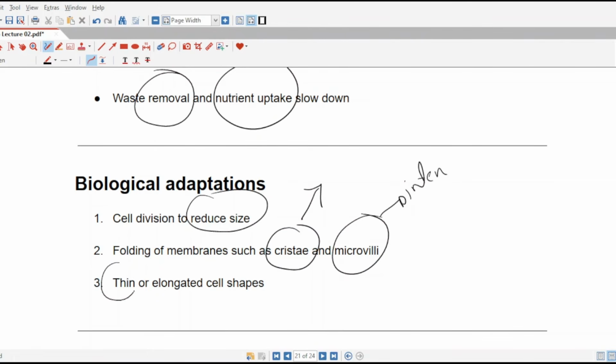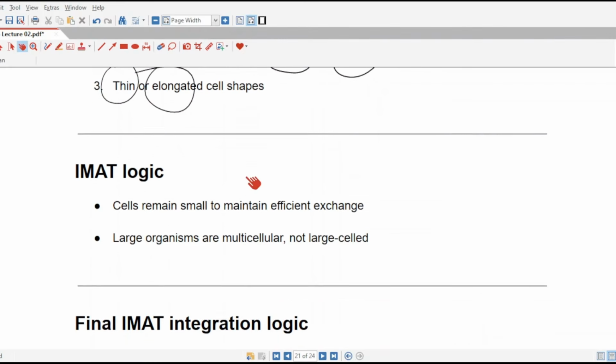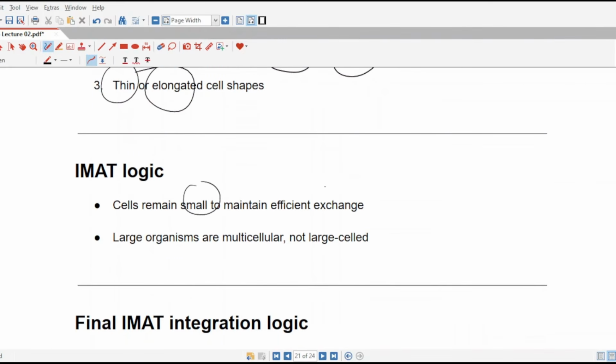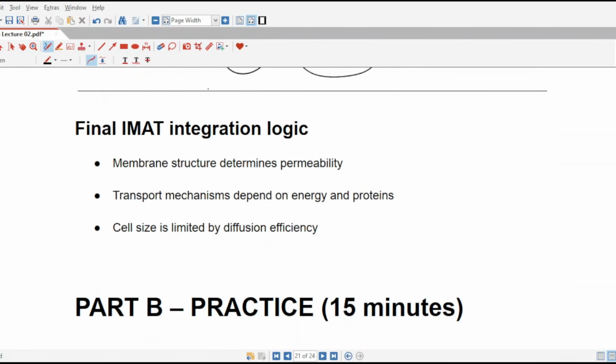And cell shapes are thin or elongated, because if the cell becomes bigger, then the volume will increase and that will hinder the normal process. So IMAT logic: the cell remains small to maintain efficient exchange. That means diffusion. Large organisms are multicellular and not one large cell. So what is the final IMAT integration logic? That membrane structure determines permeability, and transport mechanisms depend on energy and protein.